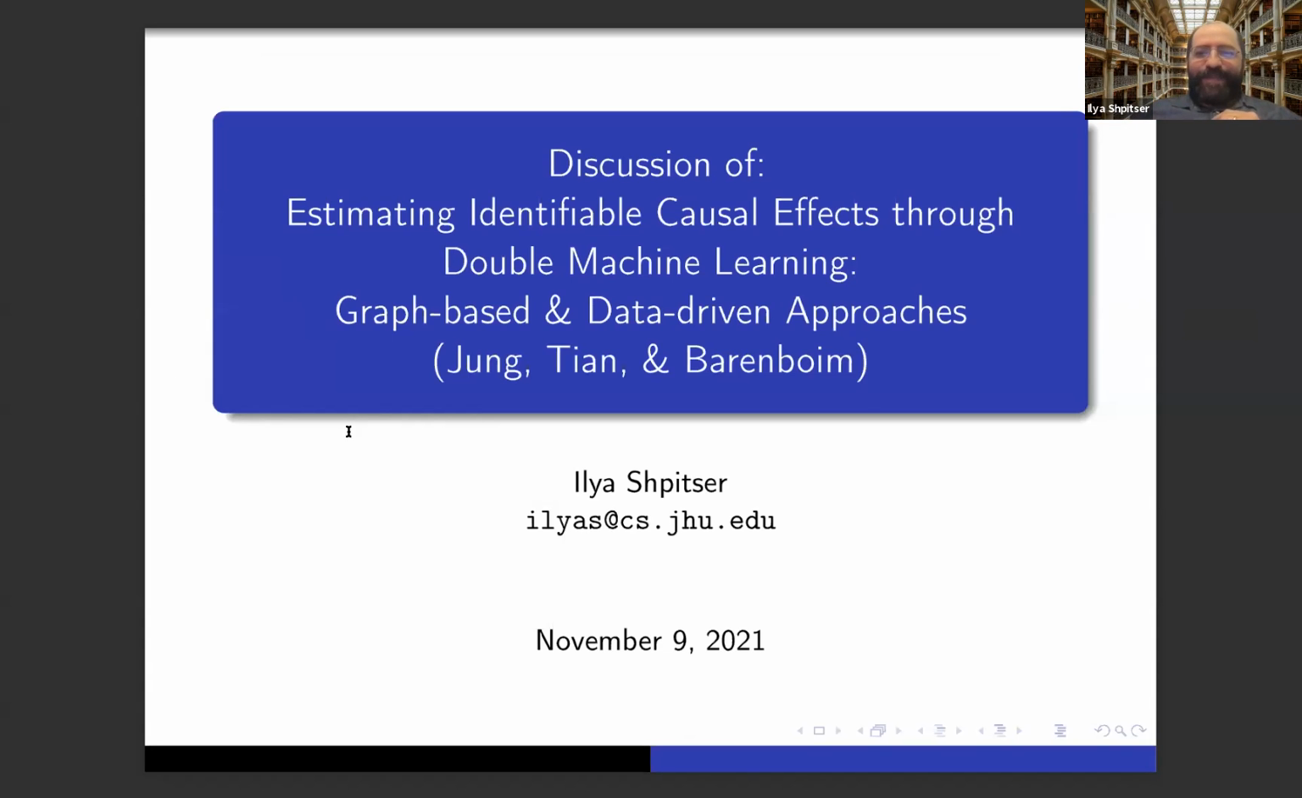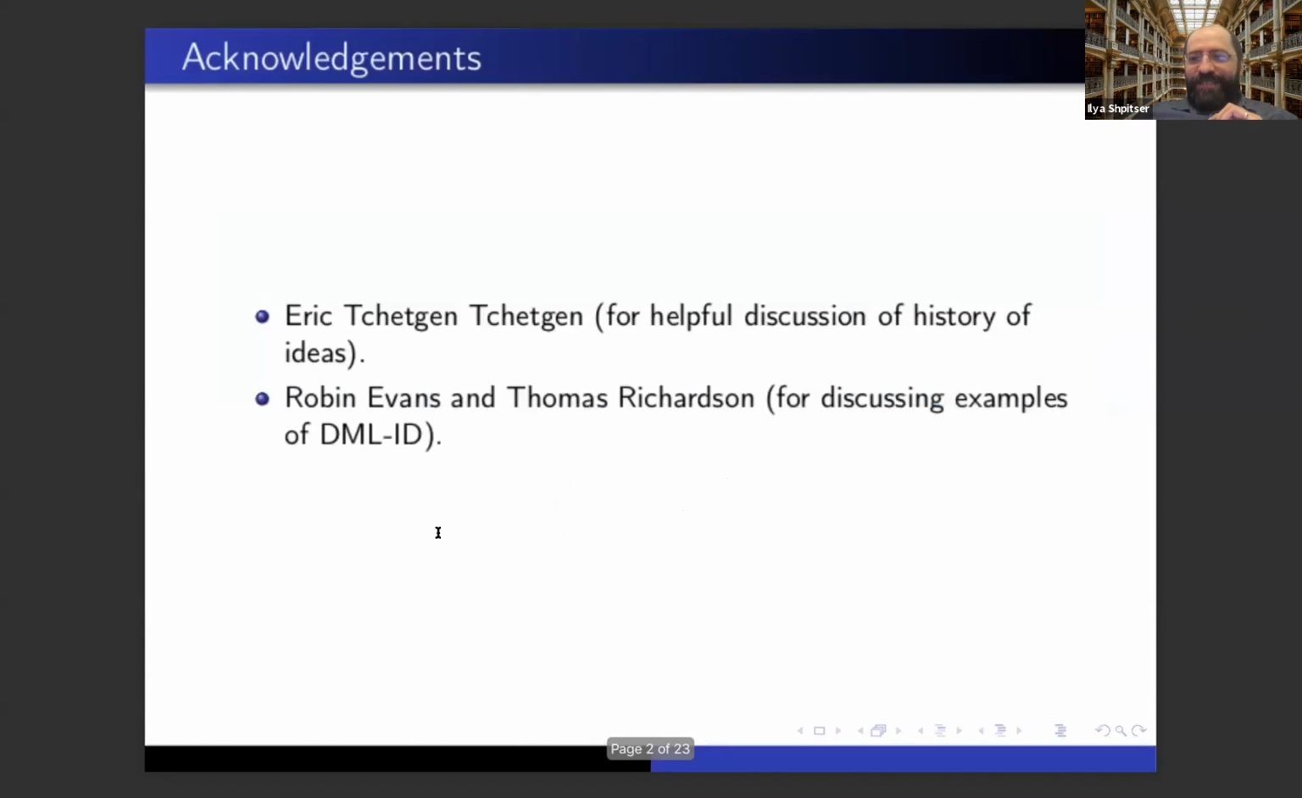So I got excited, made a bunch of slides. I'll try to go through them fast. It's mostly just history of ideas and some questions for Jin. And I wanted to acknowledge my colleague Eric Tchetgen Tchetgen, who very helpfully discussed the history of ideas on the estimation side with me. I just wanted to try to get that right. And Robin Evans and Thomas Richardson, who discussed the DML-ID algorithm with me. And one of the examples I'm going to discuss later is basically a very minor tweak of Robin's example.